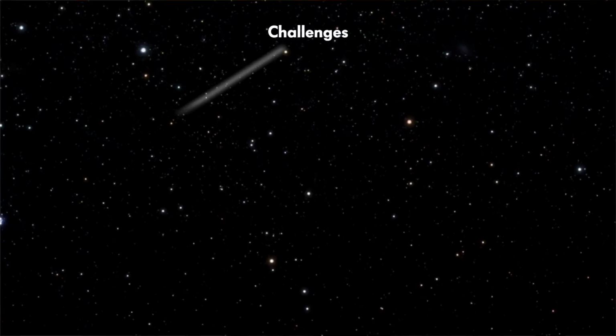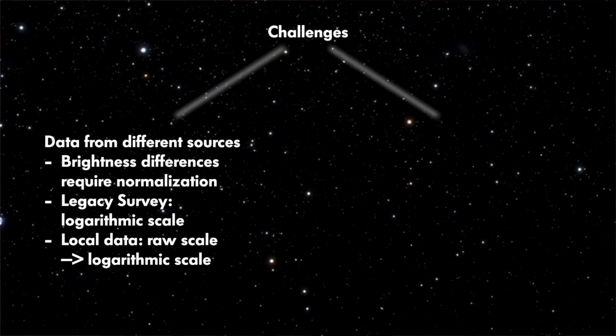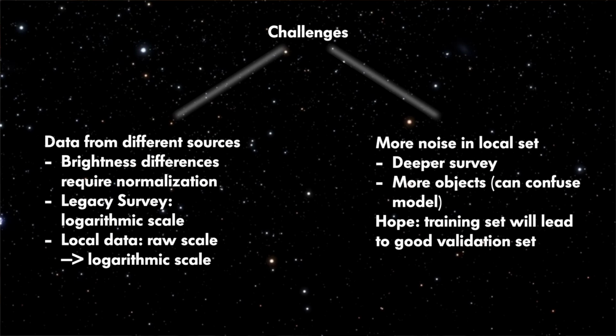The data itself, being from 2 different sources, creates some challenges. One of them is a brightness difference, which requires some normalization. The Legacy Survey is on a logarithmic scale, whereas our local data is on a raw scale, so we had to convert that to a logarithmic scale, and then converted the brightness to values between 0 and 1 to properly normalize and make sure that we are representing them equally, even though they're from 2 different surveys. Another challenge is that there's more noise in the local set because it's a deeper survey and there's probably more objects in the background, so we're hoping in training that this won't impact our results that much and we'll still have a good result in the validation set.